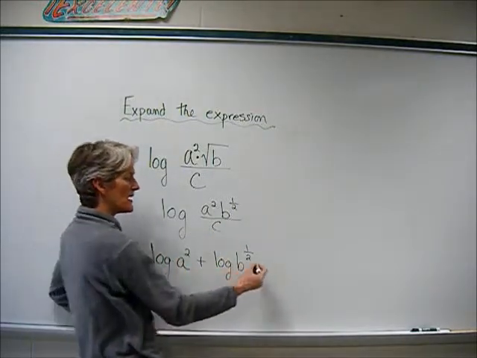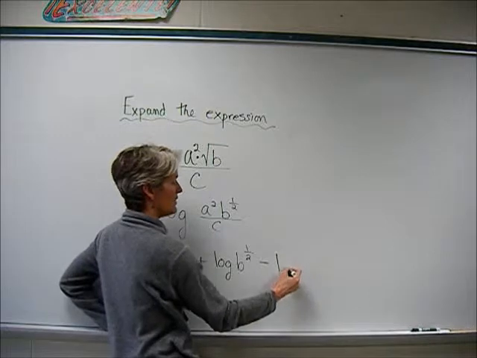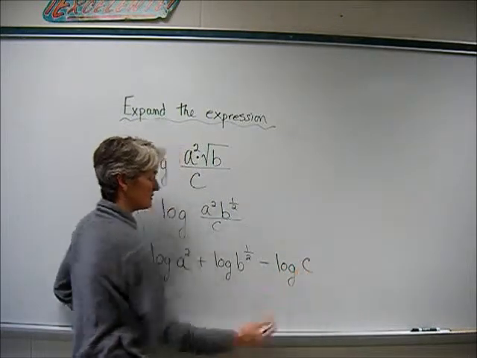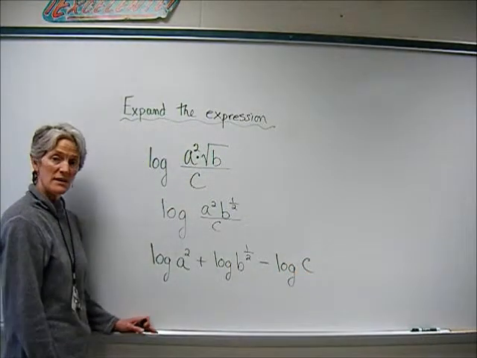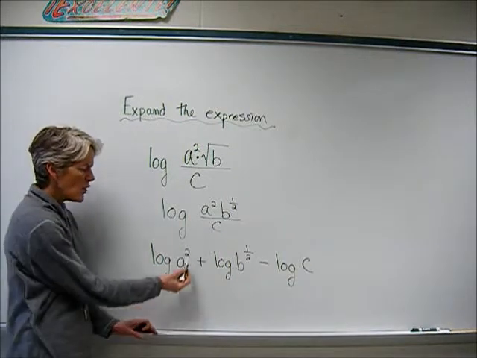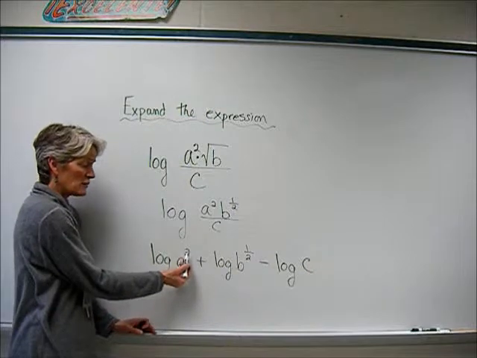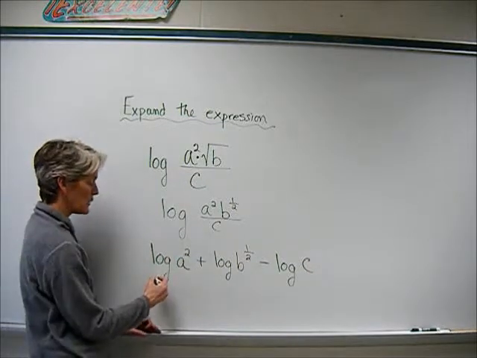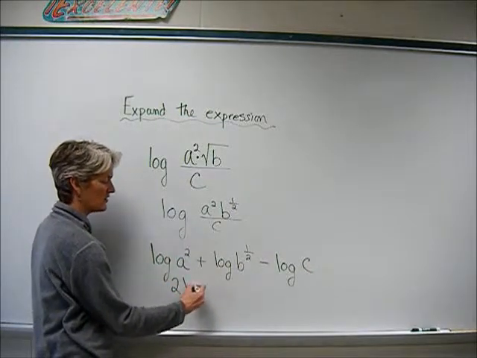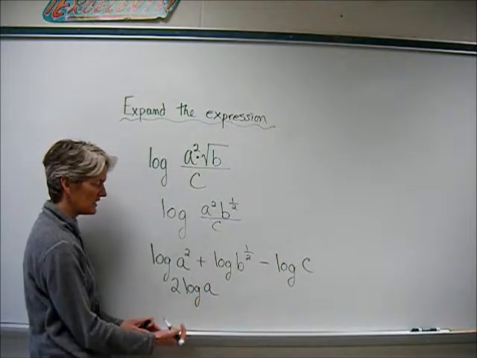Division becomes subtraction of the log of c. All right, I've expanded that out. Now I can deal with those exponents. Remember, when you're raising an exponent to an exponent, you multiply those exponents together. We typically write the 2 in front, just so everything is clear.